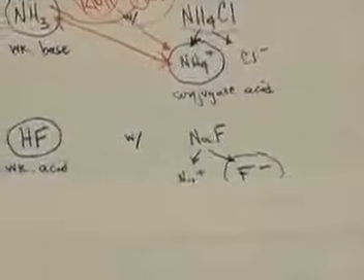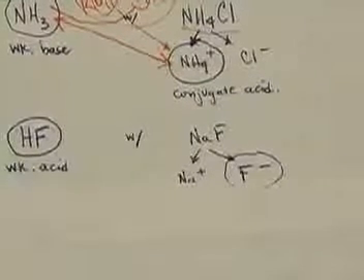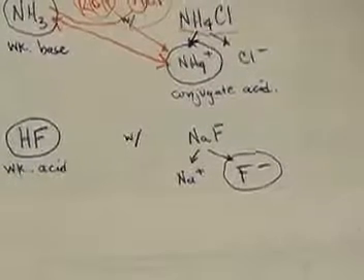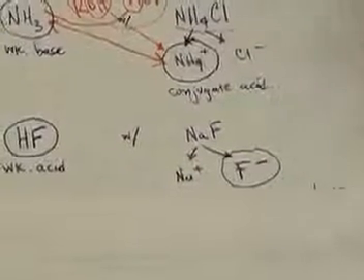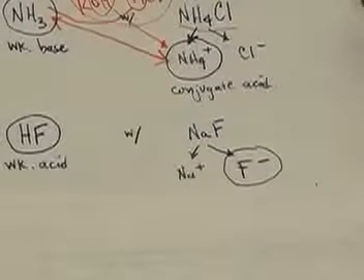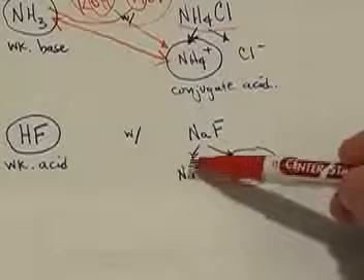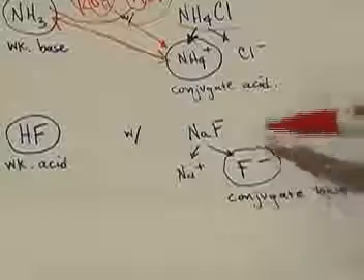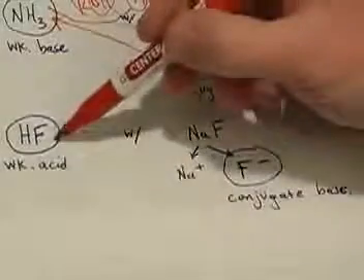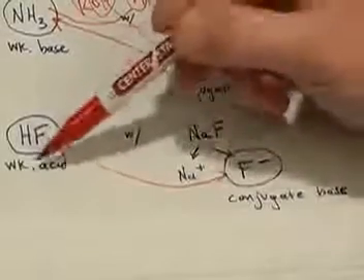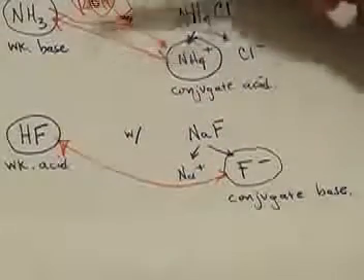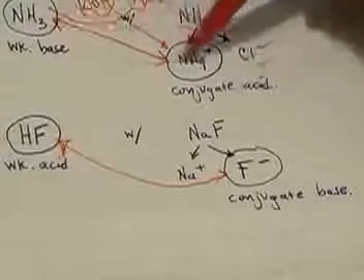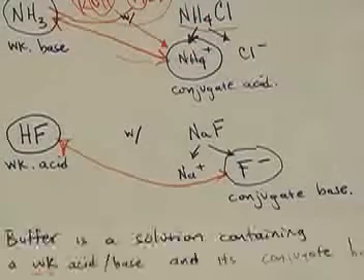Here's another example. Let's say, for instance, we had the weak acid HF, and let's say we added to it the salt sodium fluoride. Sodium fluoride, of course, is very soluble and gives us some Na+, and F minus, which, if you notice, is the conjugate base of this weak acid. We now have an acid and conjugate base pair. These pairs, weak acid and its conjugate base, or weak base and its conjugate acid, will form buffer solutions.